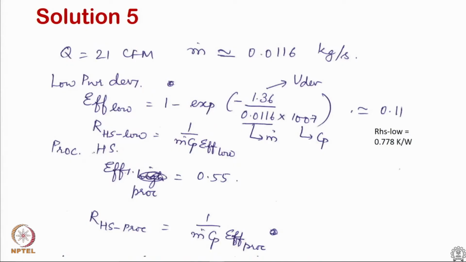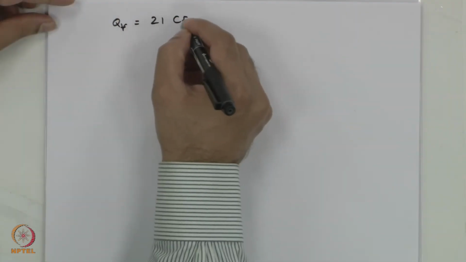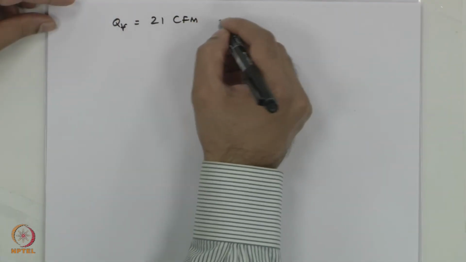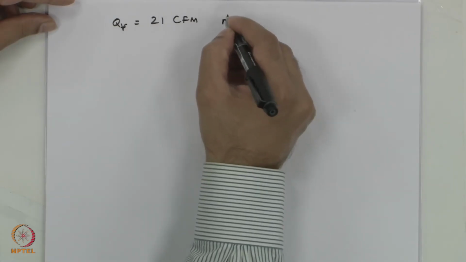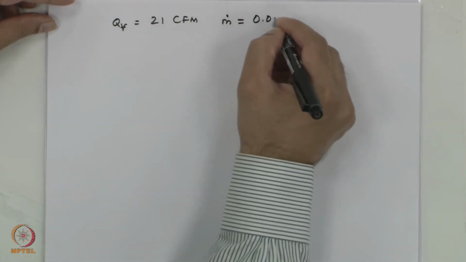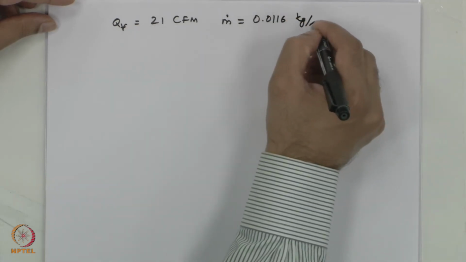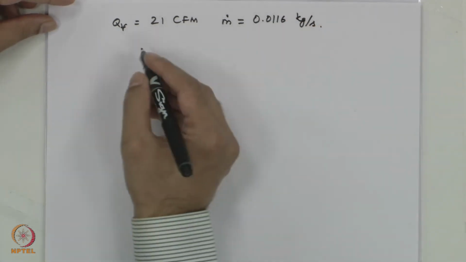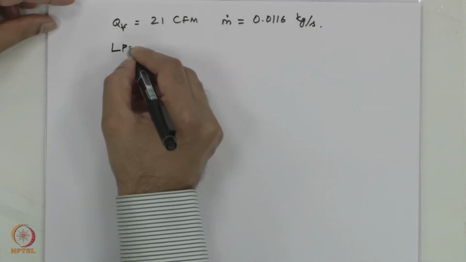First, the CFM, that is volumetric flow rate, is given as 21 CFM. So, if you use the units conversion and calculate the mass flow rate for this, it is approximately 0.0116 kilogram per second. So, we are already provided, let us first calculate for the low power device.